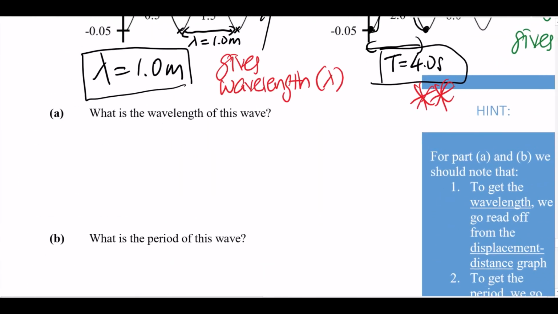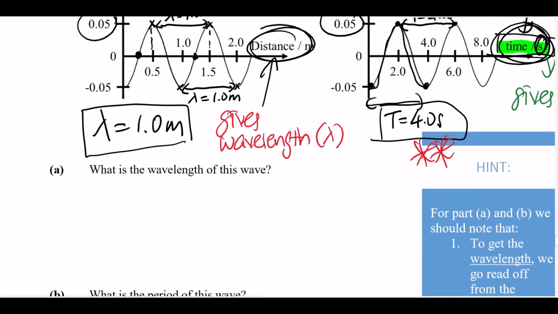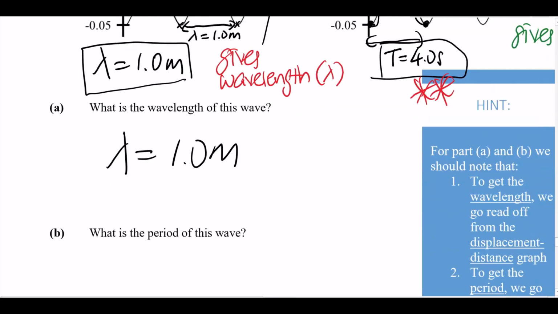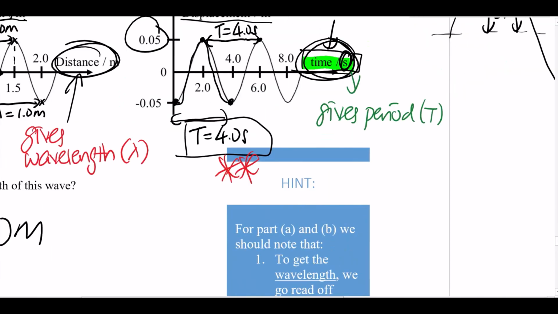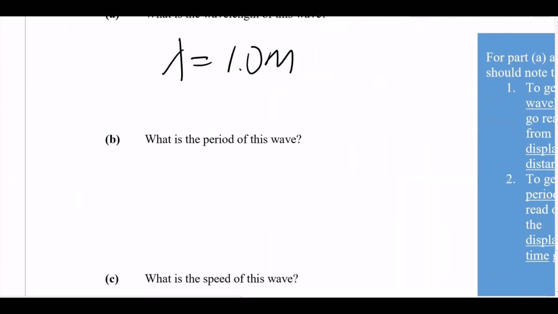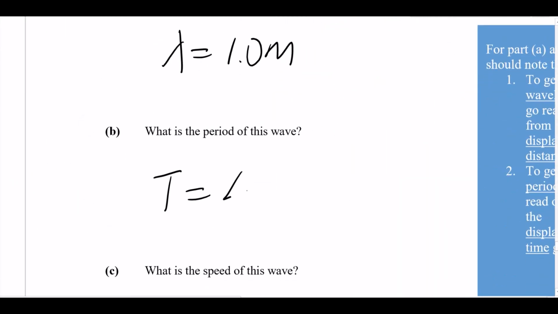Question asks, what is the wavelength of this wave? We already have the information: lambda equals 1.0 meters, simply by looking at the first graph alone. What is the period of this wave? We have also obtained it: T equals 4.0 seconds, by looking at the second graph alone.